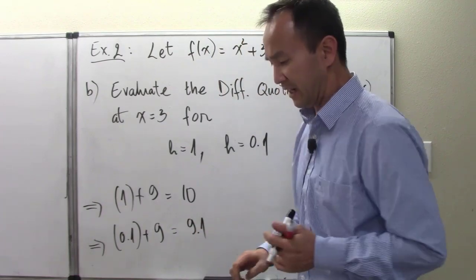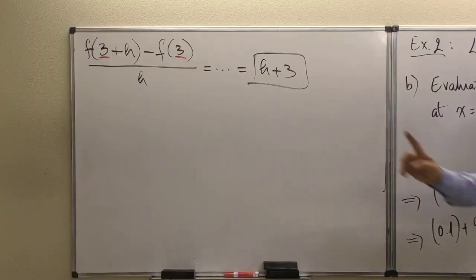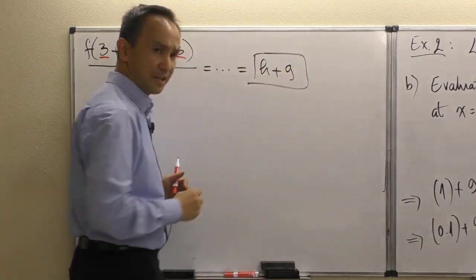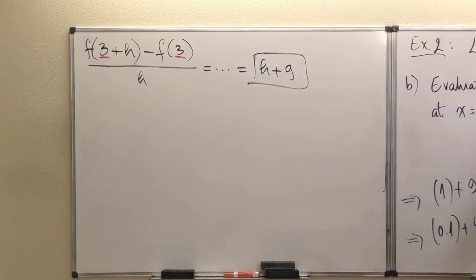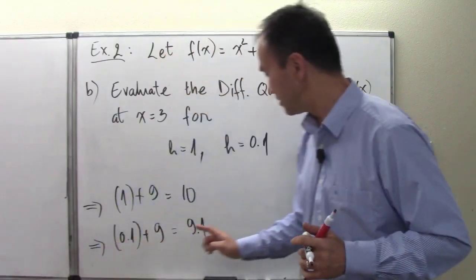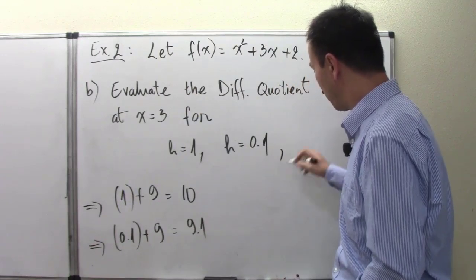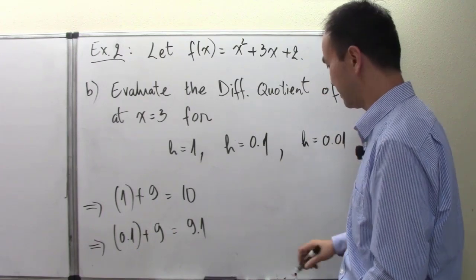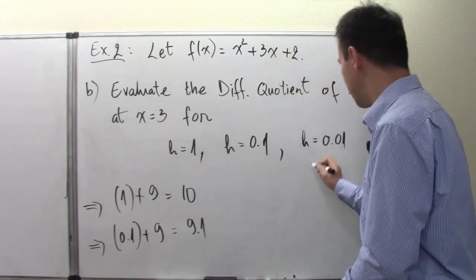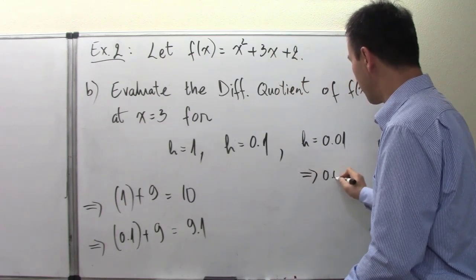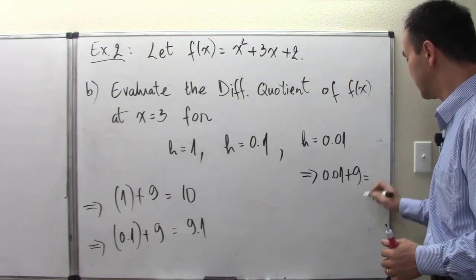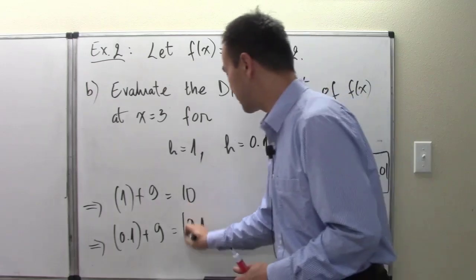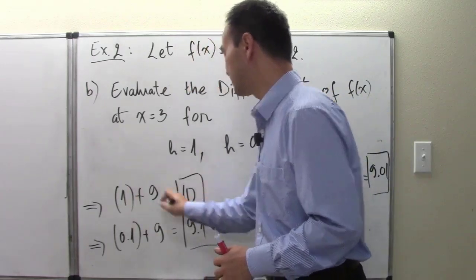Okay, and this part right here where I wrote it down, I also realized I just made that mistake right there. It needs to be plus 9. Now we can also try again for h equals 0.01. Then what can I say right here? That leads to 0.01 plus 9, and that leaves me 9.01, and this is our answer.